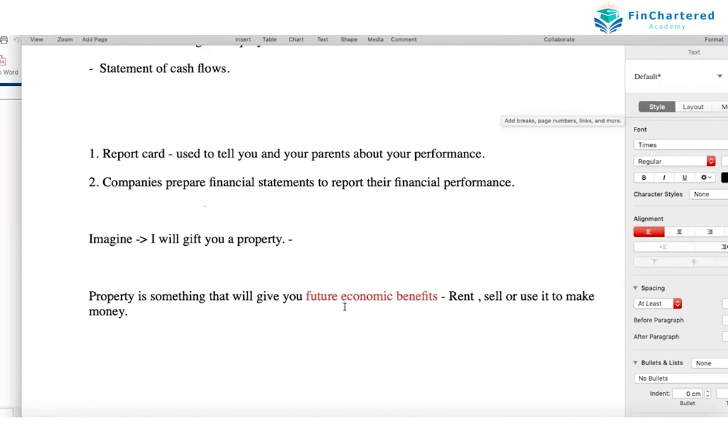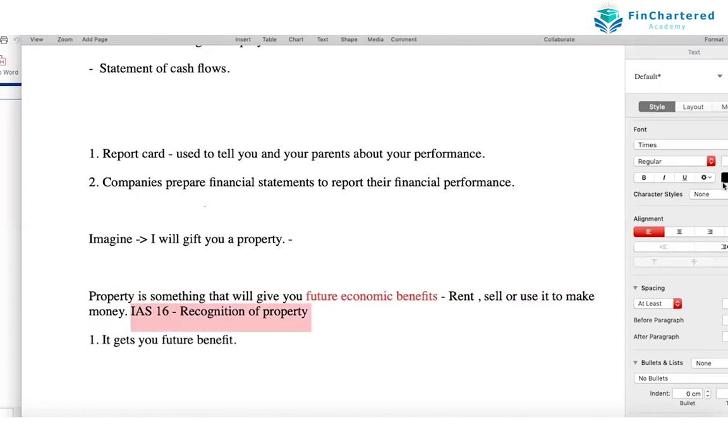So property, you people told me, you said you want it. Why? Because you said you're getting future economic benefits. So the first thing IAS 16 tells you about PPE is that PPE is something that gets you future economic benefit. That is the first point. As per IAS 16, how do you recognize property? Recognition of property: it is something that gets you future benefit. Point number one.